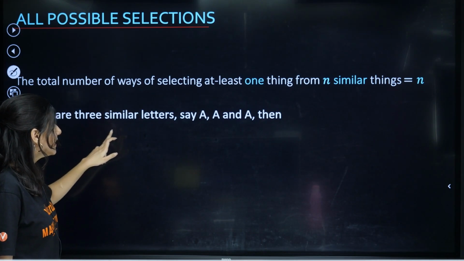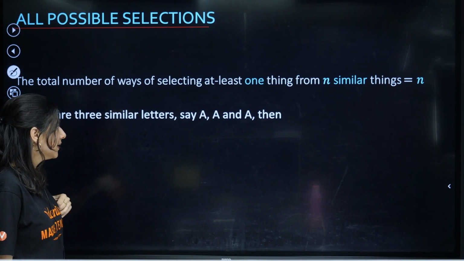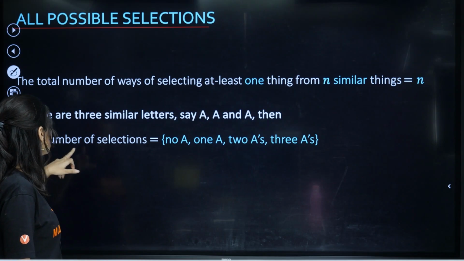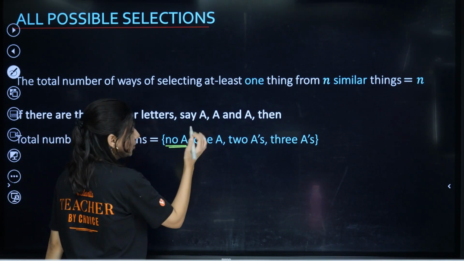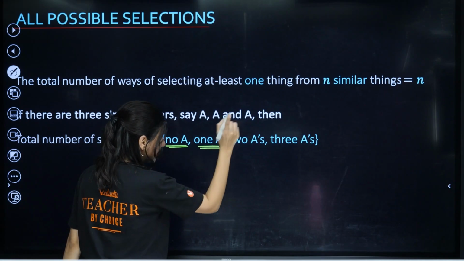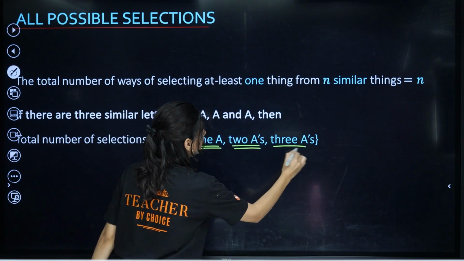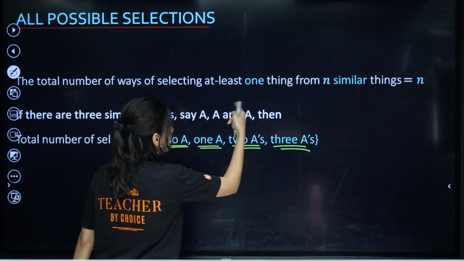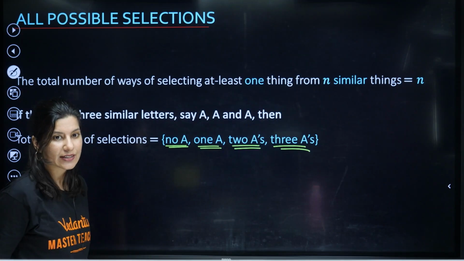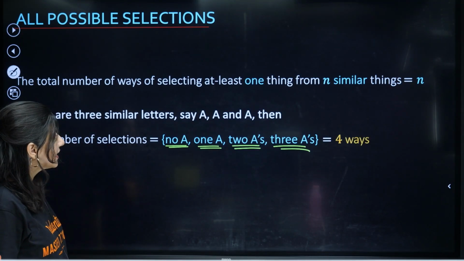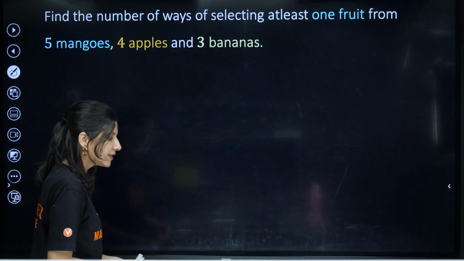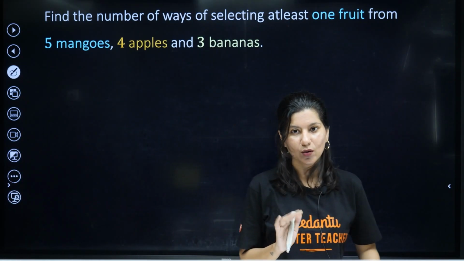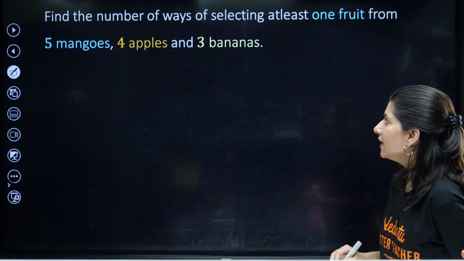Okay. So there are 3 similar letters, such as AAA. So now what will you do? Total number of selections. Right? So no A, you are not taking any A. 1 A, single A you are taking, double A taking, 3 A taking. So 1, 2, 3, 4. So that's why 3 A's give 4 ways. And if somebody tells you that at least one you have to take, then you will say, okay, 3 ways. Fine. Okay, 3 ways.